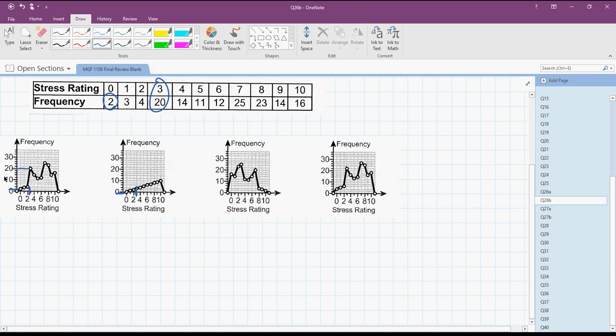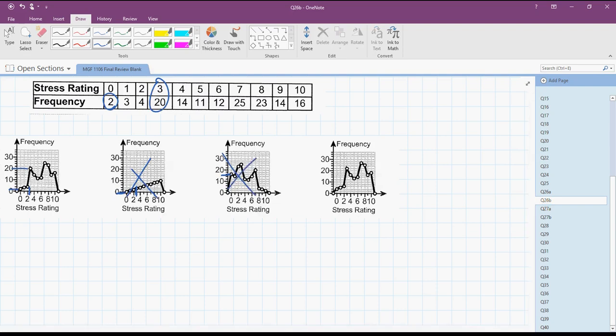So I'm looking at the patterns here. So this guy right over here, here's 0. Where's my dot? It's all the way up there at 16. That doesn't make any sense. 0 is supposed to be at 2. So that's why we have to throw out these 2 graphs. They're just not matching what's in my table.